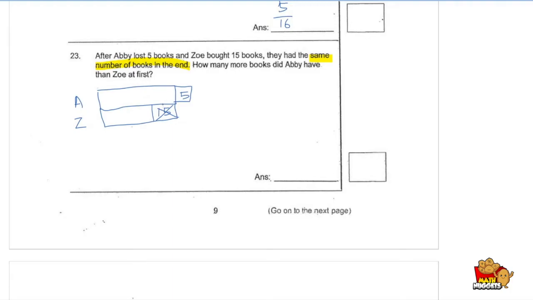How many more books did Abby have than Zoe at first? So if I extend my lines, this portion is also 15. The difference between Abby and Zoe at the beginning would be here, which is 15 plus 5. That is the difference between the two of them at first.